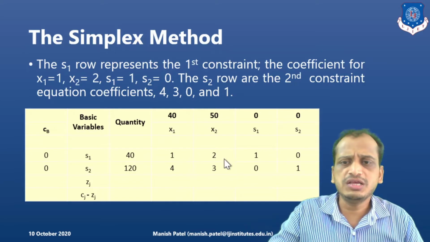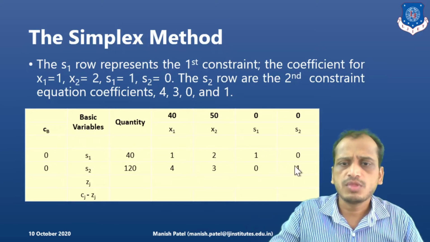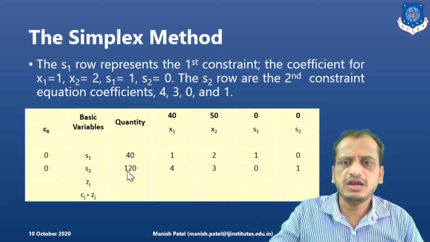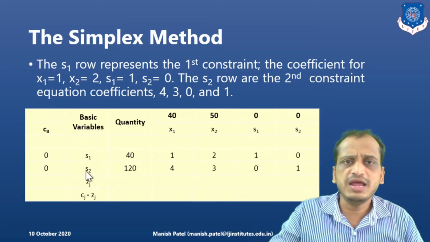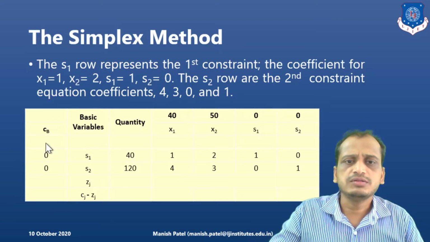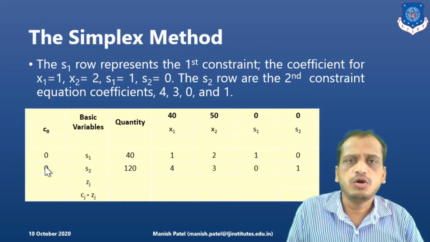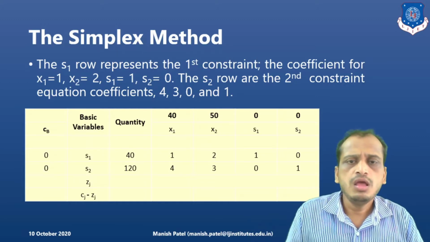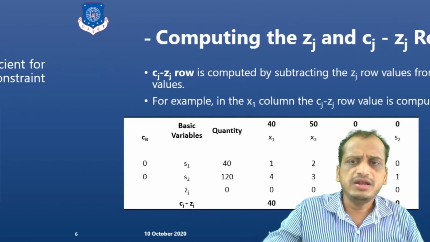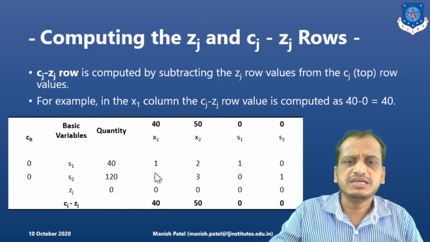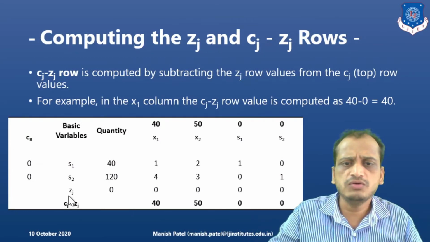And the coefficients in the constraints are also written here. And the RHS, which is 40 and 120, is written on the left hand side. Now these basic variables s1 and s2, their coefficients in the objective function, 0 and 0, are written from here. We will write these coefficients of basic variables in the objective function. Now our next step will be to find out Zj and Cj minus Zj. So careful here, how do we find out Zj here?